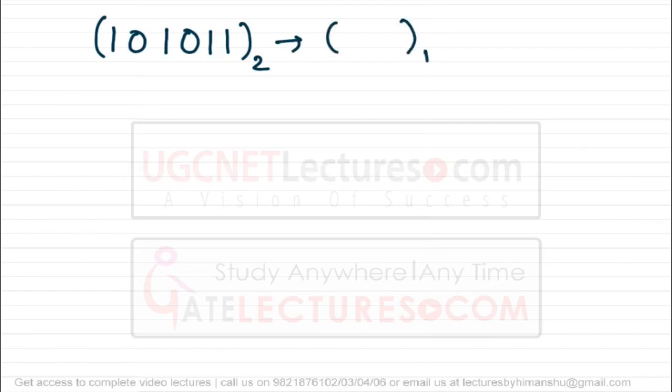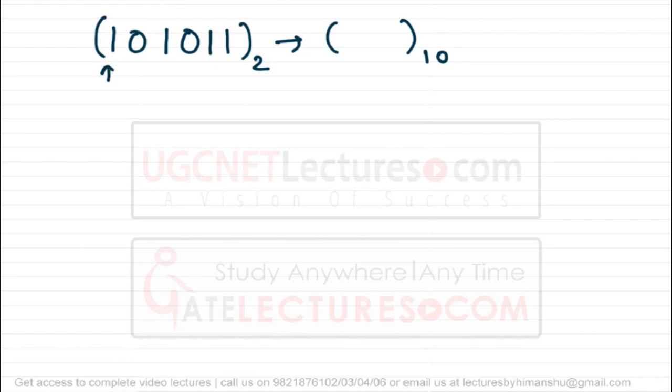We'll start with an example. Suppose we have a binary number 101011, which you have to convert into decimal. Fine. If you go with the conventional method, you take the weights and then you add. This may take a while. This may be a long method. What does the shortcut say?